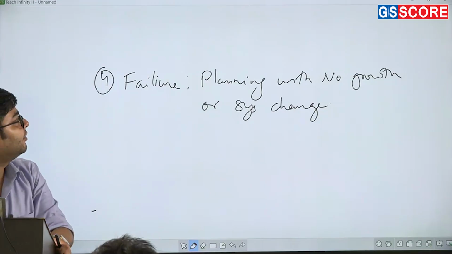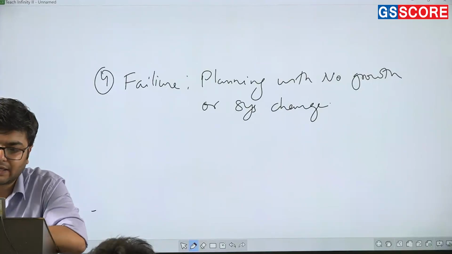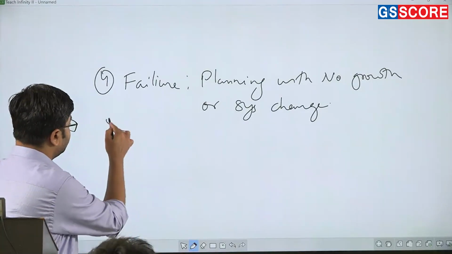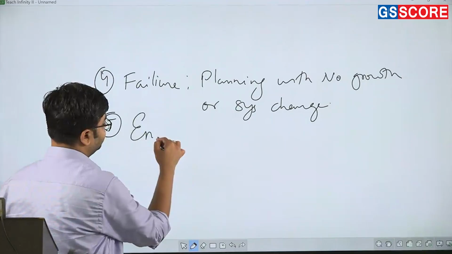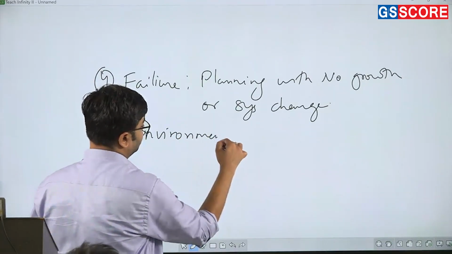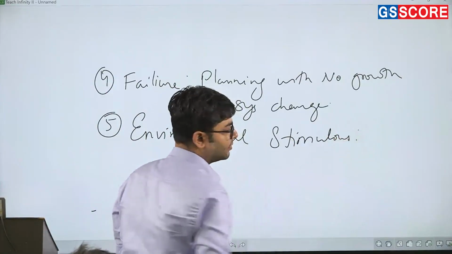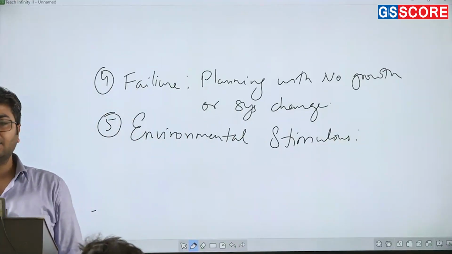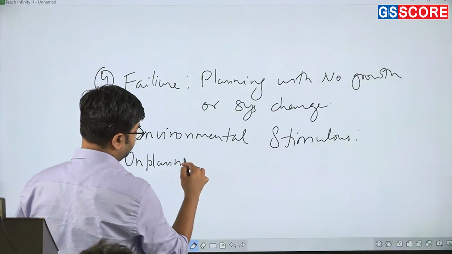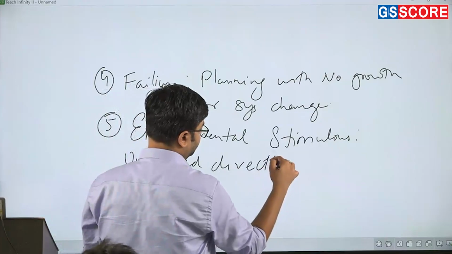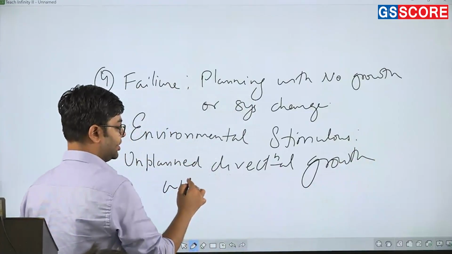Okay. Therefore, failure: planning with no growth of system. Next, the fifth one, environmental stimulus. Environmental stimulus: unplanned directional growth, with system change.